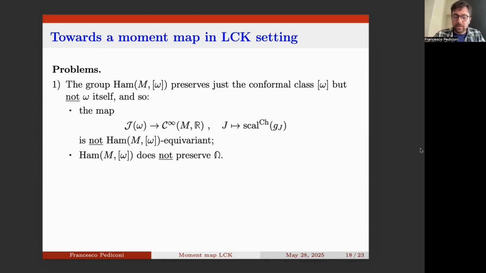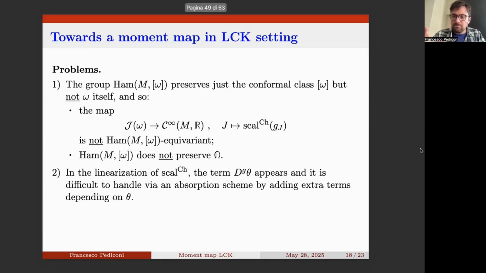So in a sense, this seems not to be a good framework for getting a moment map. There's also another problem, which is less philosophical but more concrete: whenever you write the linearization of the Chern scalar curvature, at some point you get a term which is the Levi-Civita connection of the Lee form, and it seems to us that it was not possible to handle this term by an absorption scheme by adding some terms on the torsion. So we would like to get a function satisfying a certain equation, but there was this term that we weren't able to handle.